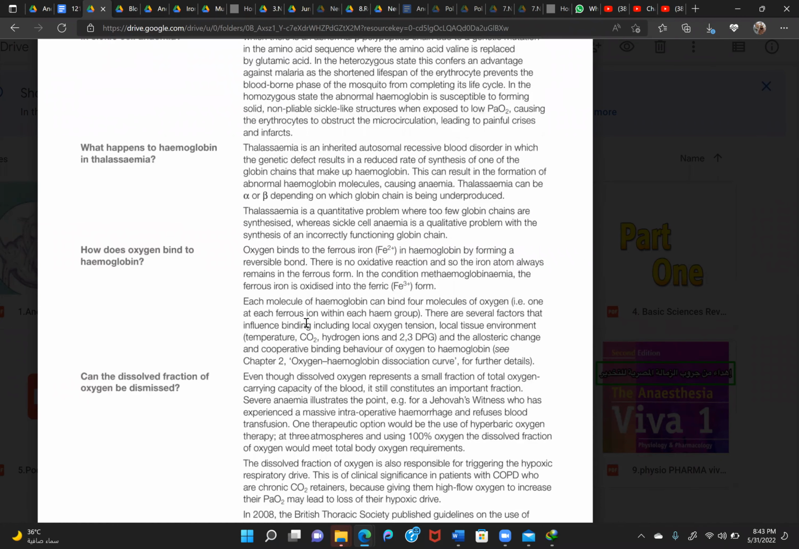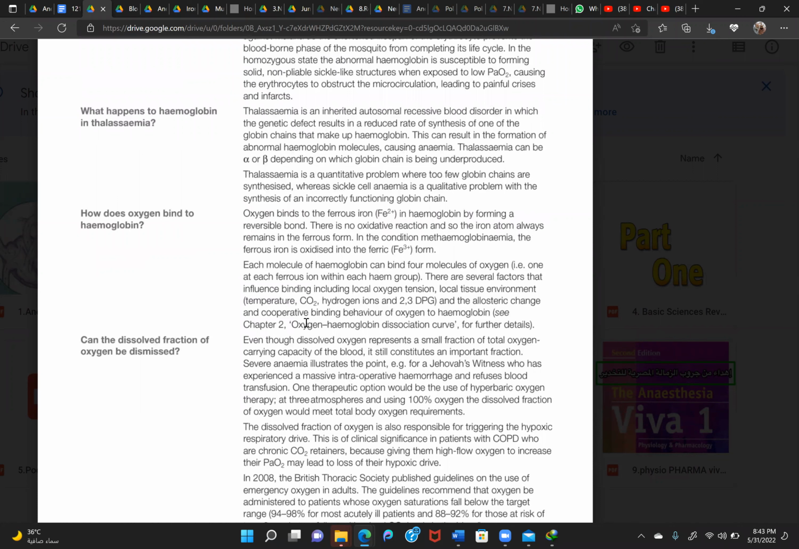Some other points: oxygen binds to ferrous iron in hemoglobin by forming a reversible bond. There is no oxidative reaction, so the iron atom always remains in the ferrous form. In methemoglobinemia, the ferrous ion is oxidized into the ferric form. Now you understand what happens in methemoglobinemia: oxygen is no longer carried by the hemoglobin.